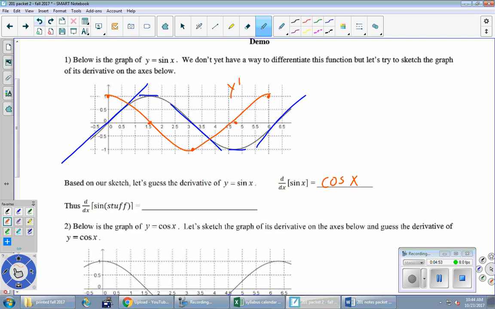Okay, chain rule says then if we're doing sine of stuff and we want that derivative, then it becomes cosine of what? Stuff. And then times the derivative of the stuff.